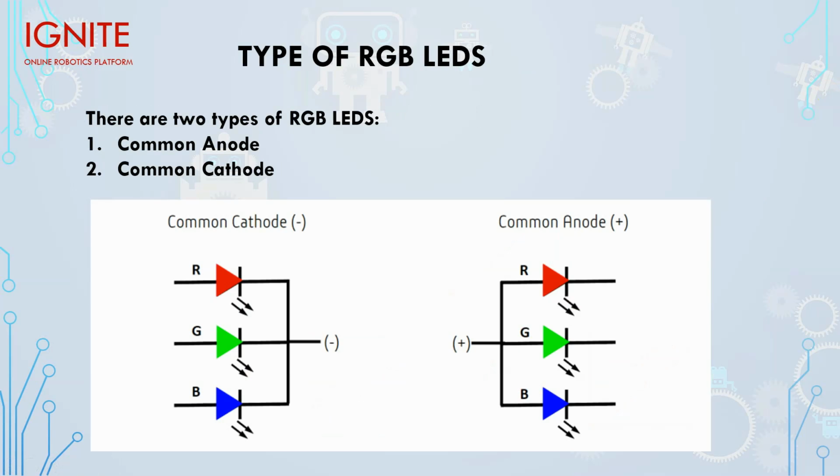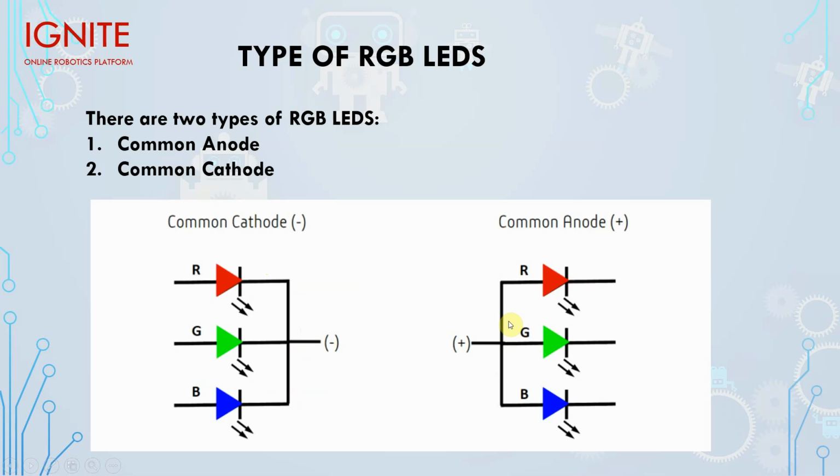There are two types of RGB LEDs. What are they? That is common anode and common cathode. Now what is common anode and what is common cathode? First of all, what is anode and cathode? Anode means the positive side of the LED, cathode means the negative side. This is the symbol of LEDs, hope you know that. This is the positive side, this is the negative side. When you common all three LEDs for the negative side, that is the cathode side, then it is called the common cathode. When you common the positive side of the LEDs, then it is called common anode.